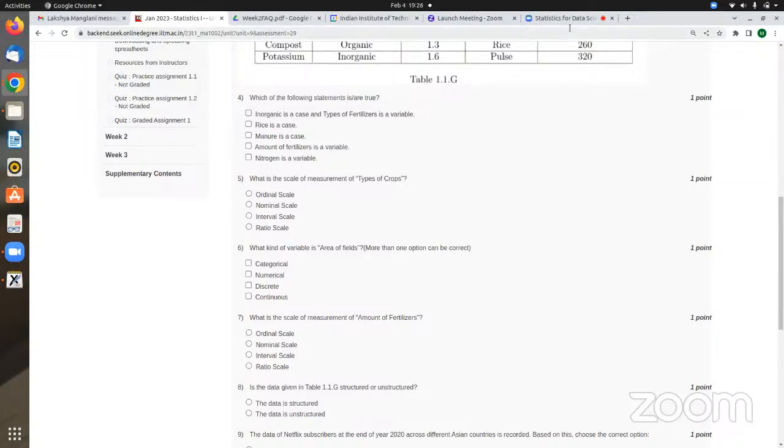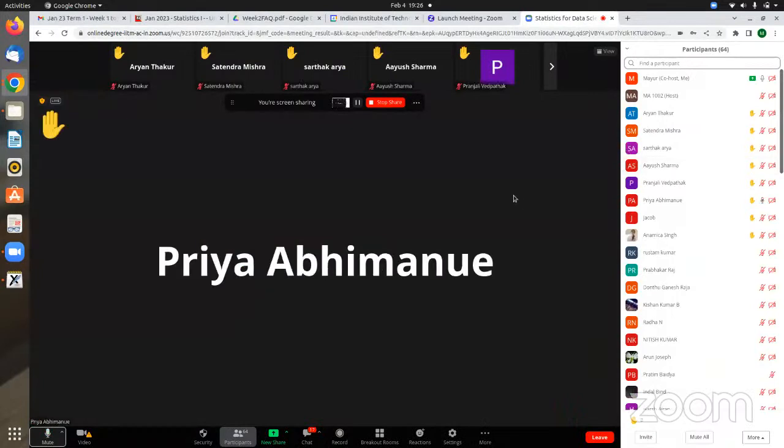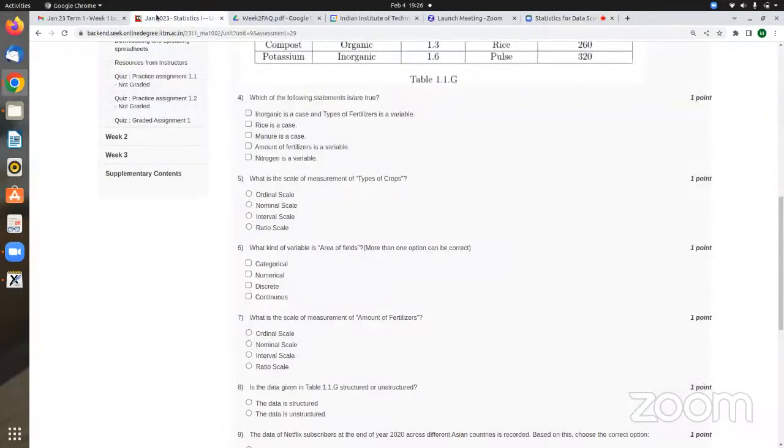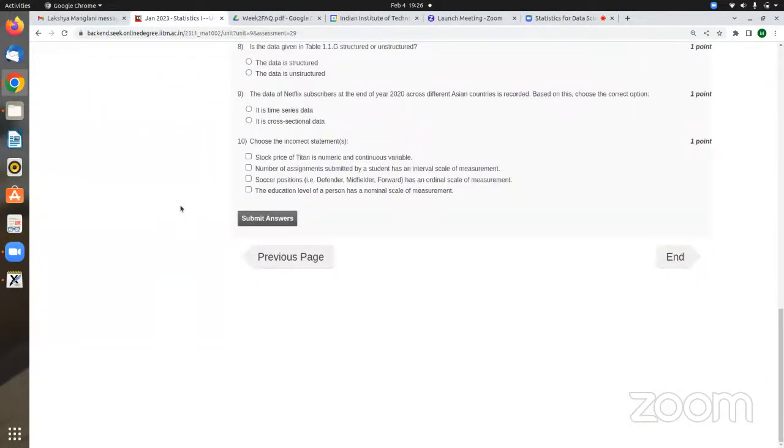Yes, sir, understood. So what is the answer, sir, in this 10th one? 10th question, yeah. Ask me the question. You wanted to ask or what? No, the answer is the second one. Number of assignments submitted by the student, that is interval scale of measurement. That is incorrect. A social position has an ordinal scale of measurement. That is also incorrect.